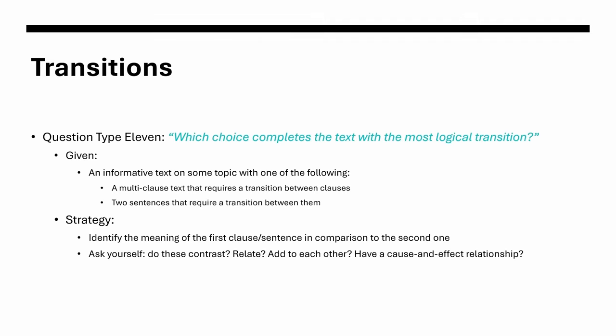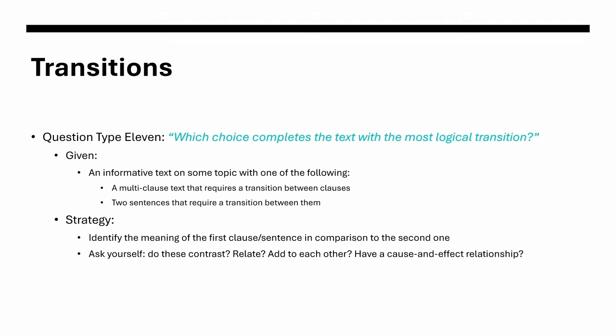Here's your strategy. You're going to identify the meaning of the clause that comes first. Then you're going to identify how the second one compares, right? Do they contrast? Do they relate? Do they add to each other? Maybe you use additionally for that. Do they have a cause and effect relationship? Because X, so Y. Or because something happens, another thing happens.